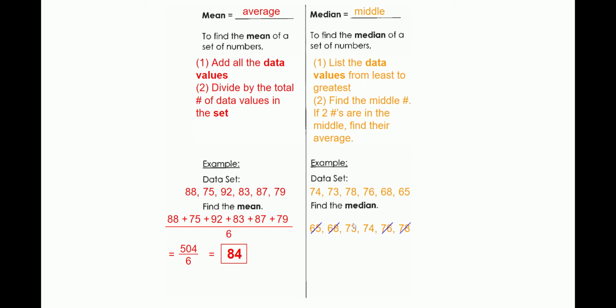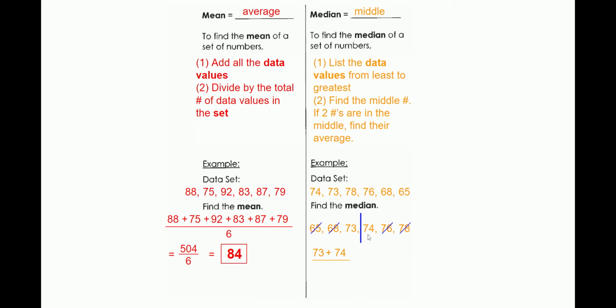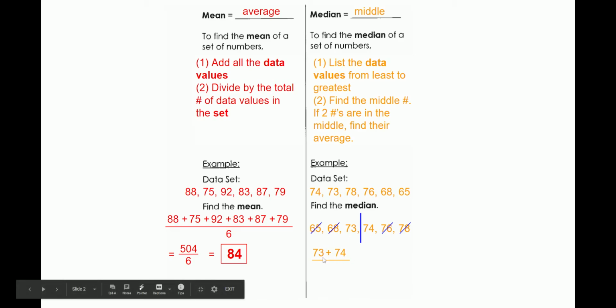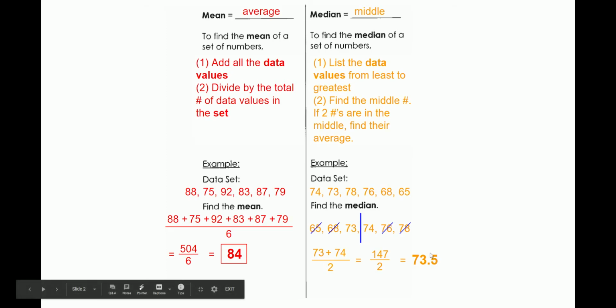And because we have two numbers in the middle instead of one number in the middle, we need to go to step two, which is to find the average. So the average of these two numbers is 73 plus 74 divided by how many numbers I have up here. I have two numbers, so I'm going to divide by 2. When I add 73 and 74 up, I get 147. And my average is 73.5, which makes sense because you would think that the number in between 73 and 74 would be 73.5. So that's going to be my median.